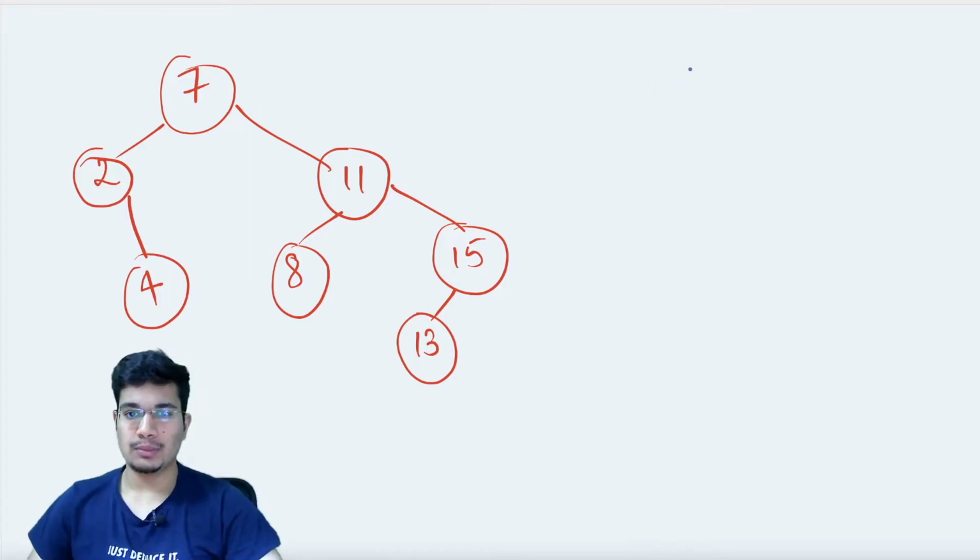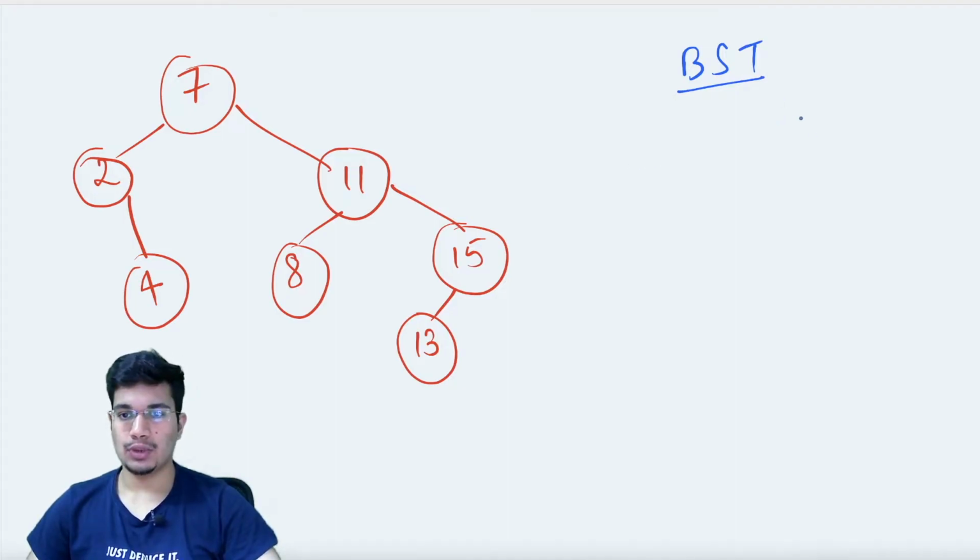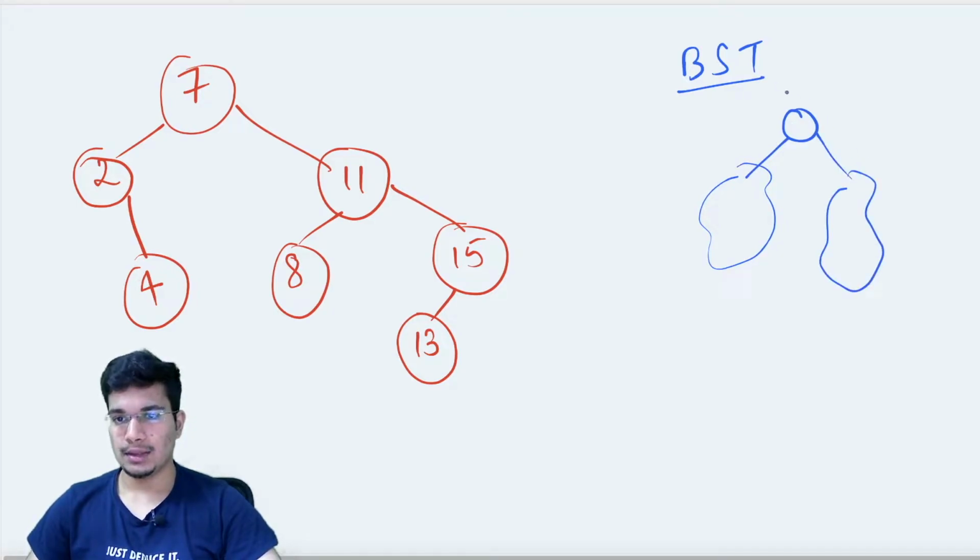Okay, so now for the optimized approach, what we'll do is we'll use a property of the BST, that we know for every node, the left nodes are smaller and right nodes are greater. So if this is my current root node and there's something here to the left of me and there's something to the right of me, let's say my value for the root node is x. So I know that all these values should be smaller than x and these values should be greater than x.